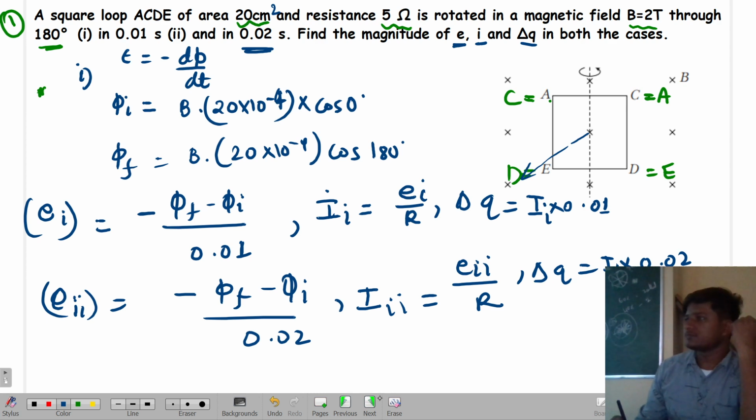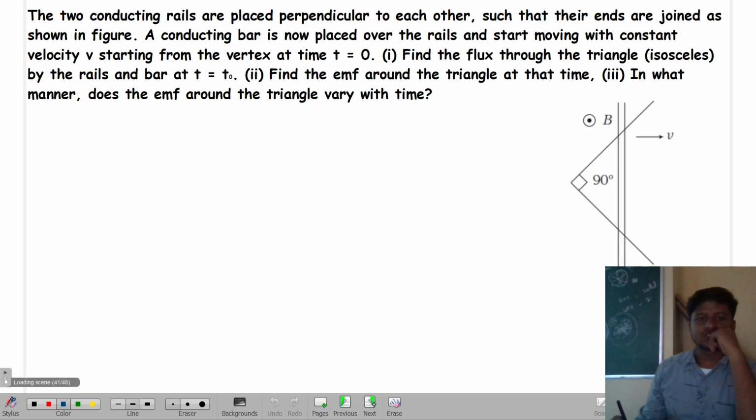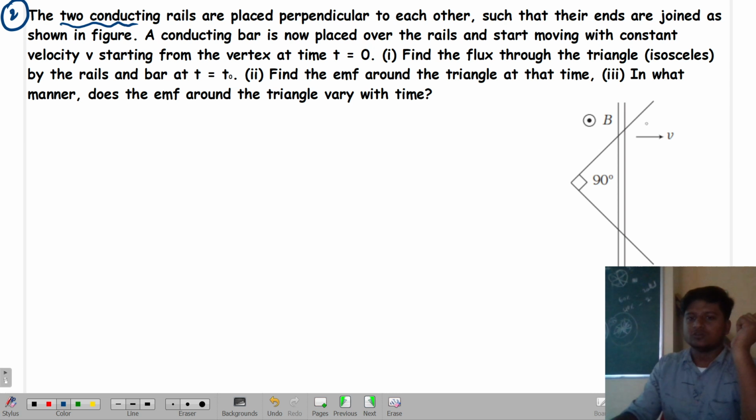Can I move ahead? Okay. Move to next question. This question is very important. What it is saying is that there are two conducting rails placed perpendicular to each other, such that the ends are joined. The conducting bar is now placed over the rails and starts moving with constant velocity v.